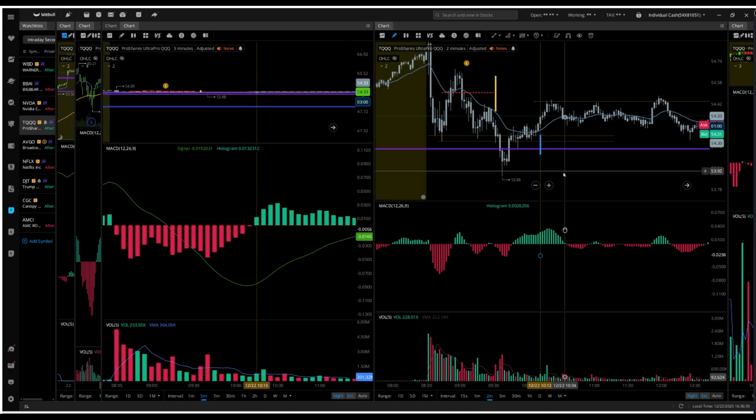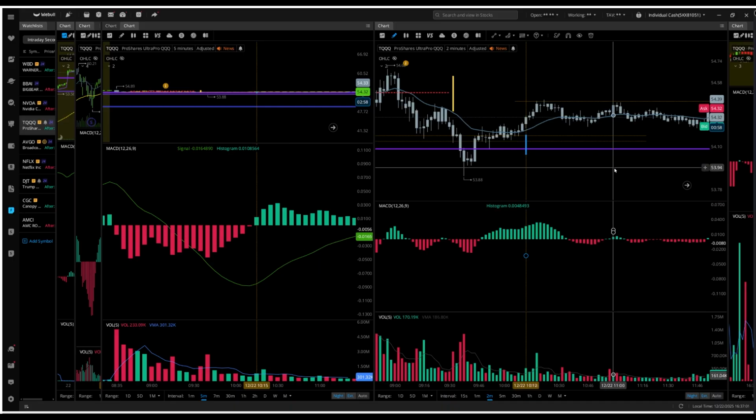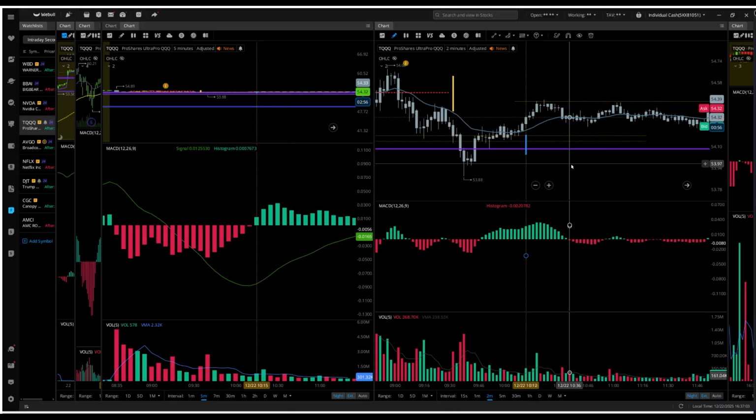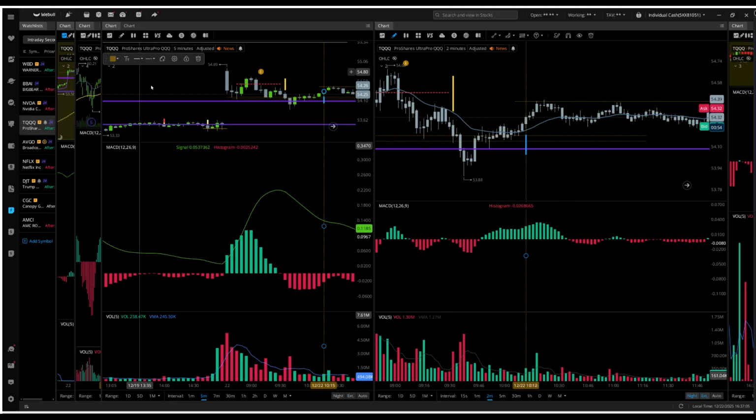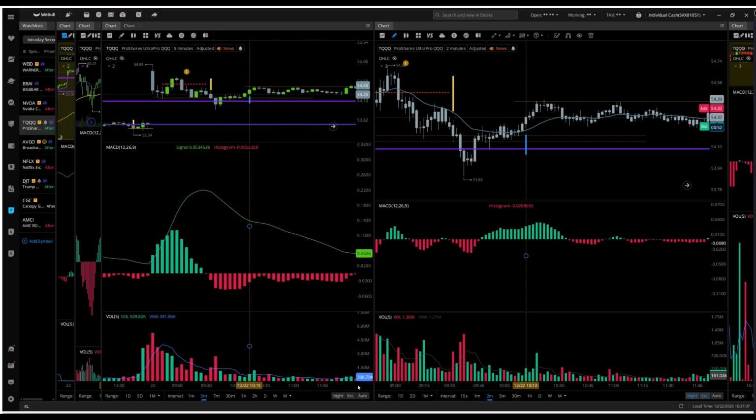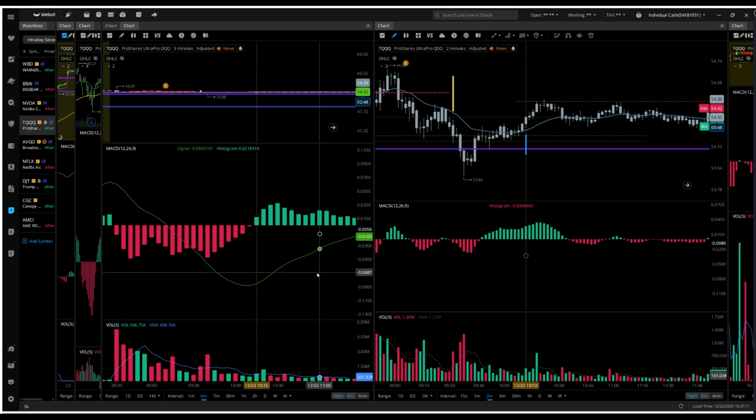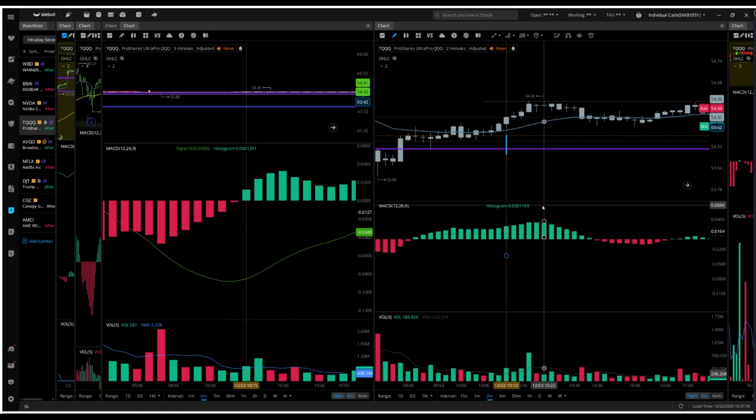Look what happens here. First of all, I missed this, and this was a horrible miss. I feel so bad that I didn't take this trade. It's kind of because the 5-minute regular was just not in the green yet. It was still in the red. But the 5-minute extended was actually flipping green, and it was nice and symmetrical. There was obvious clear power here.